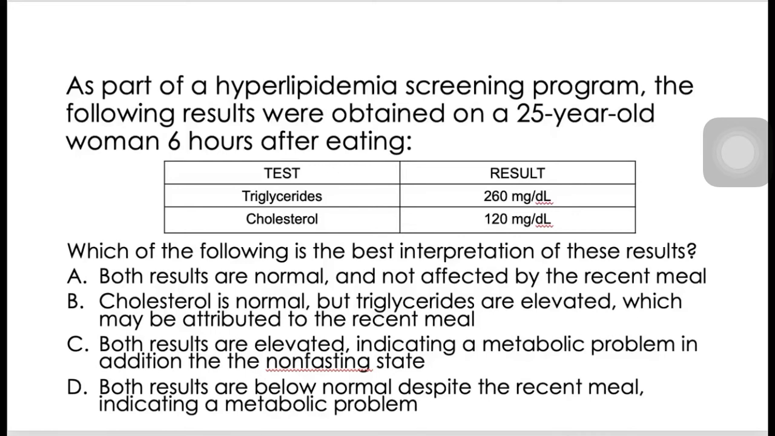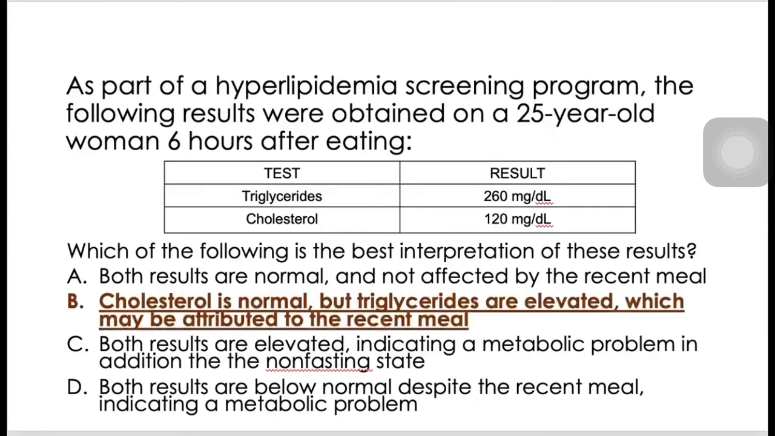So again, hindi rin po, no? Kasi mataas nga si triglyceride. So the answer is letter B, no? Cholesterol is normal, but triglycerides are elevated. Bakit nga? Kasi tingnan mo, 6 hours of fasting pa lang yung ginawa, no? Eh, 'di ba, for triglyceride nga po, kailangan natin ng 10 to 14 hours of fasting. Diba? Kaya for lipid profile, our fasting is 10 to 14 hours, no?